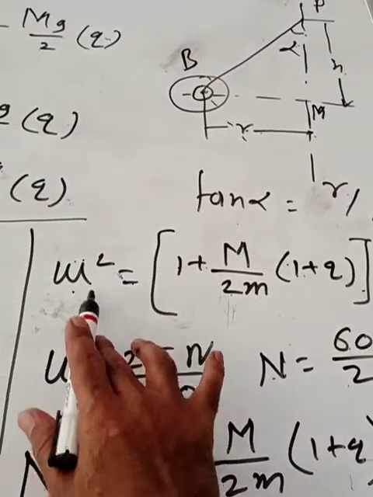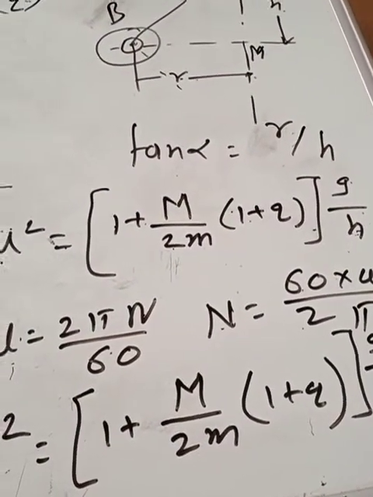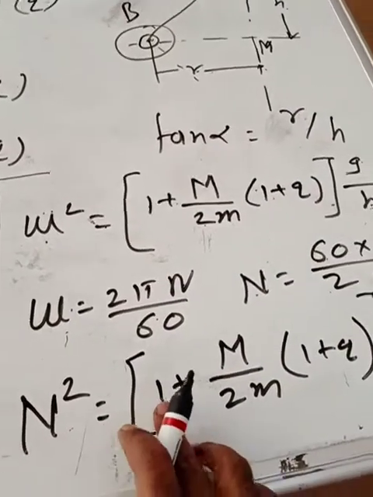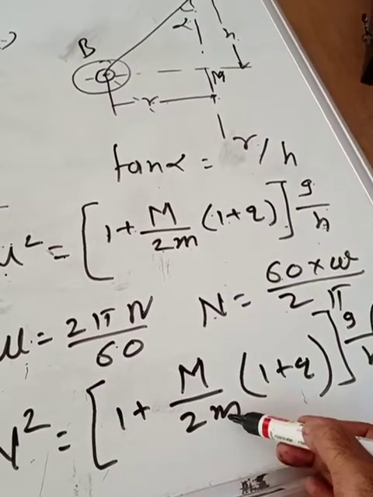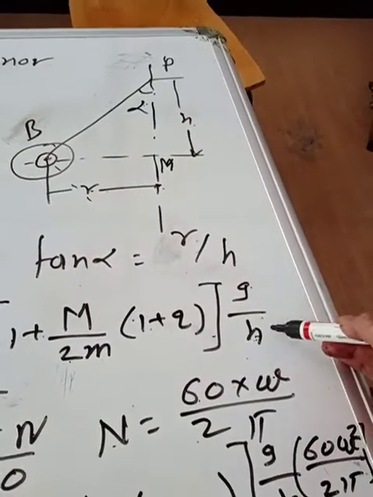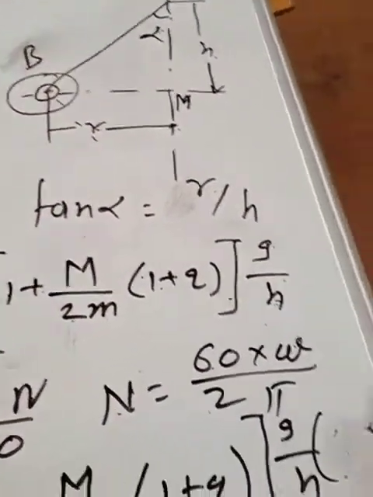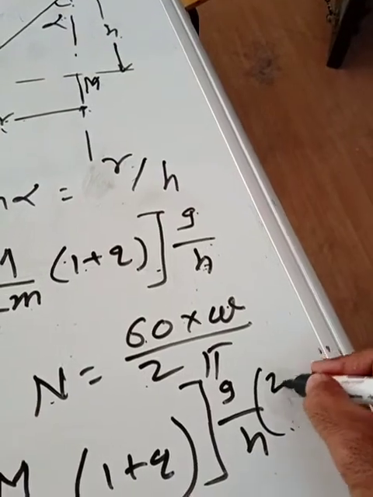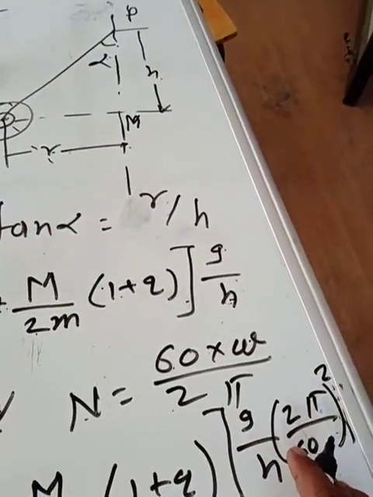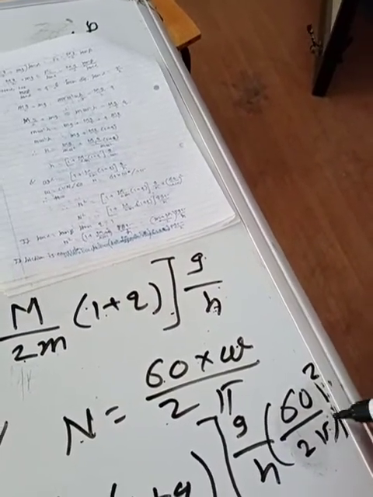So in place of omega we will put this value, and here we can get this equation as N square. We are going to put the value of omega square here. N square is equal to 1 plus capital M divided by 2 small m into q plus 1 in bracket complete. G by h was there, so this we are going to take to the other side. It will become the upper part of this equation. So here it will be 2 pi divided by 60 bracket square. Sorry, by mistake I have written it as 2 pi divided by 60. It will be 60 divided by 2 pi whole bracket square.